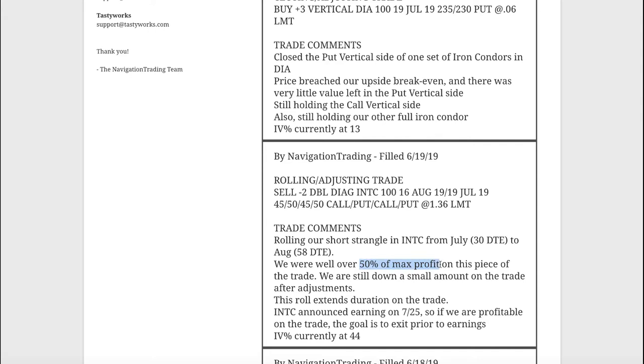And so we just wanted to book that credit and roll out, extend duration a little bit. We're still down, I think maybe $100, $200 on the trade. So we just wanted to extend duration. I did mention Intel announces on 7/25, so we've got a little bit of time before their next earnings announcement. And if we're profitable, even by just a little bit, we'll probably just close out before earnings. If not, we'll make a decision as we get closer.